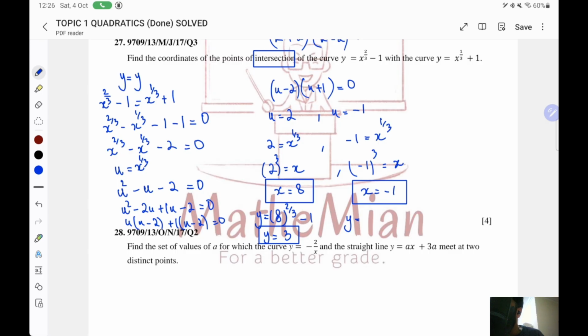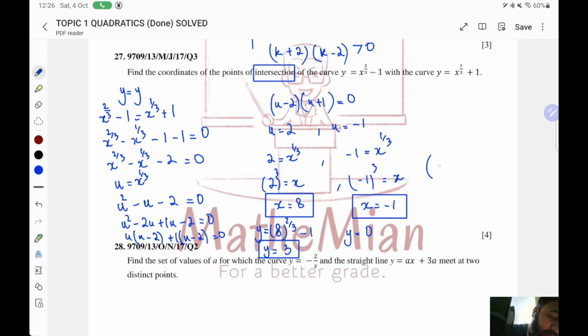So minus 1 gives us 0. So the two points of coordinates for the point of intersection will be (8, 3) and the other one will be (minus 1, 0). Is that clear?